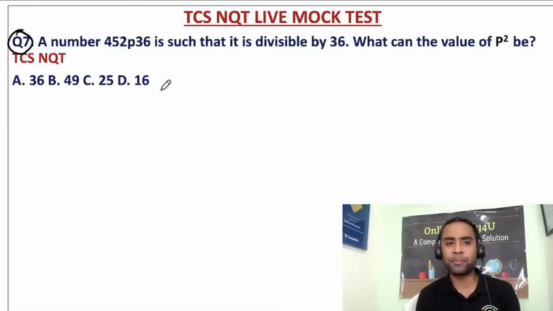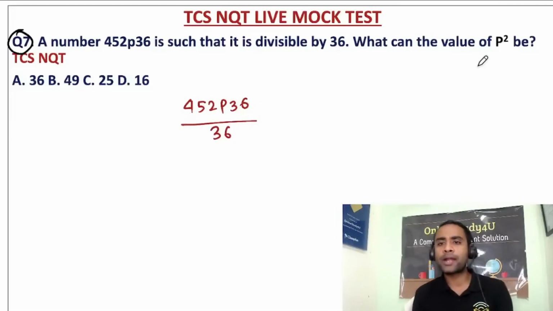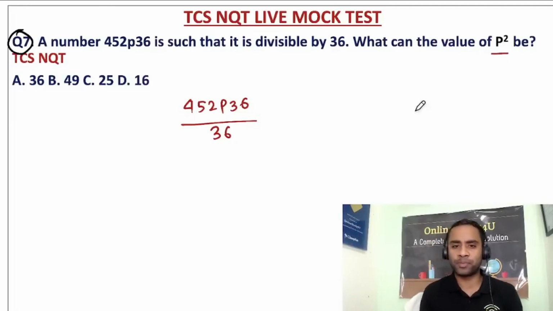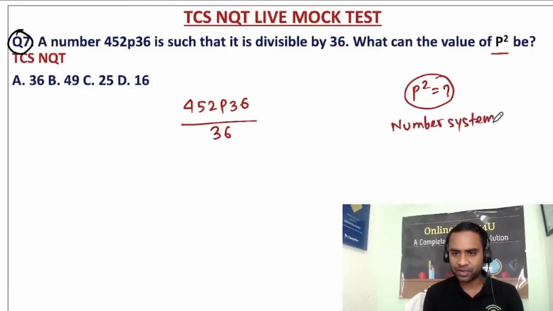So a number 452P36 is such that it is divisible by 36. What can the value of P square be? So we have to find out the value of P square. This is a question from number system, so please try to understand.